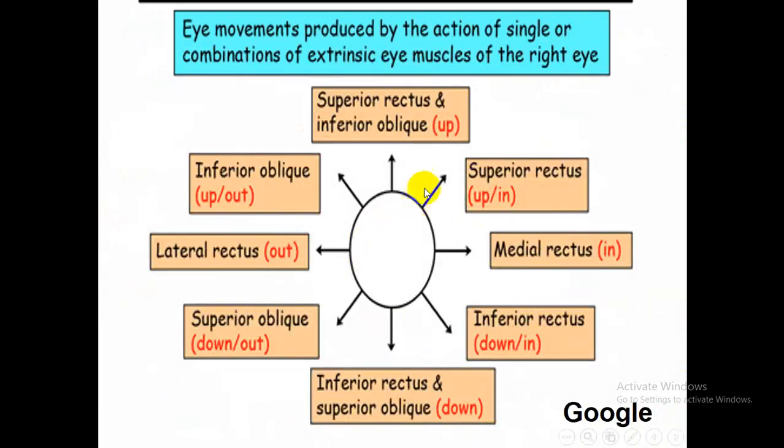Now, the important part is the action of these muscles. Number one, the superior rectus turns the sclera superiorly and medially. The inferior rectus turns the sclera inferiorly and medially. The medial rectus turns the sclera medially. The lateral rectus turns the sclera laterally. The most important is the superior oblique: it turns the sclera inferiorly and laterally, while the inferior oblique turns the sclera superiorly and laterally.